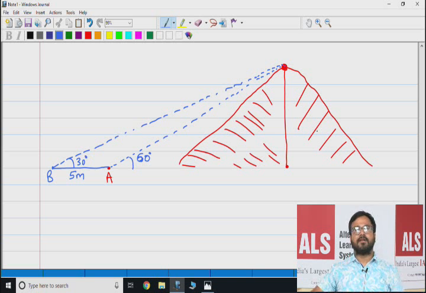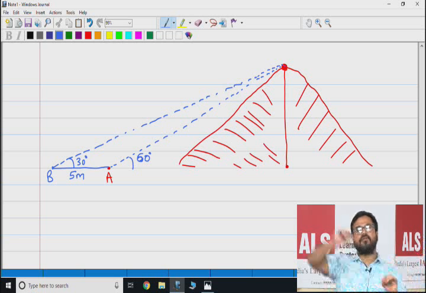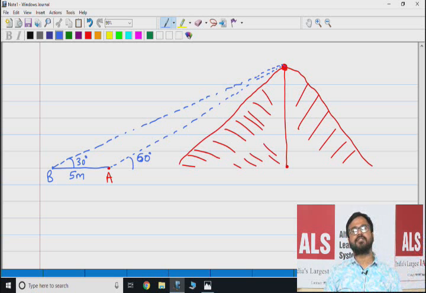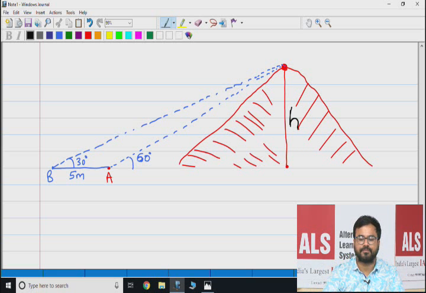So what I have done: standing at some point, I looked at the top of the mountain and measured the angle to be 60 degrees. I moved some distance backward, which is 5 meters, and again measured the top of the mountain, which is 30 degrees. Only this information I have. With the help of this, I have to find the height of the mountain, which is this part, from the center of the mountain to the top, this H. This is the value we have to find.